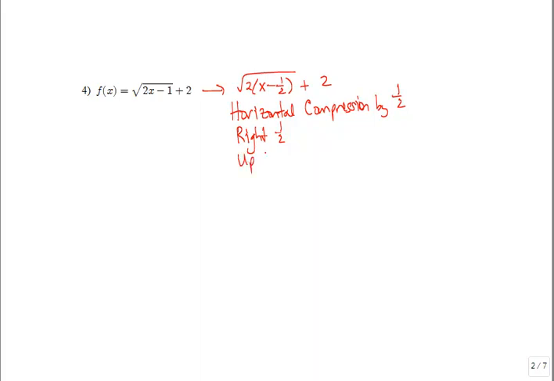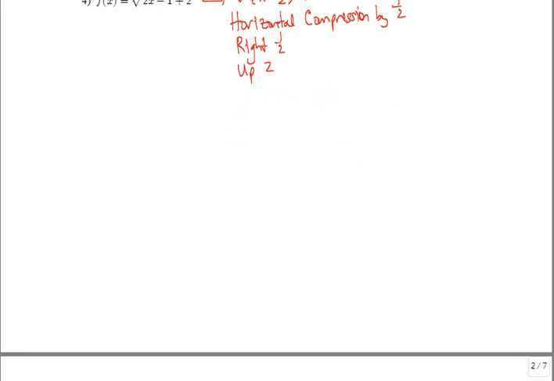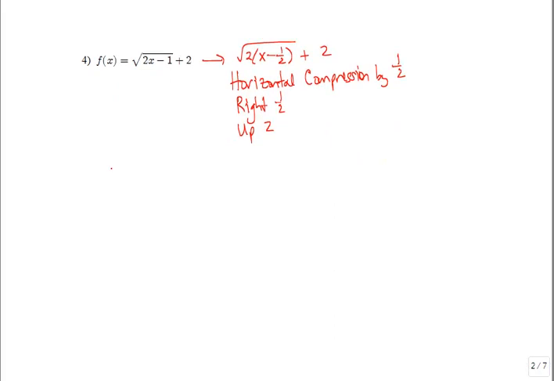That's going to tell us to go up 2. So let's put all the pieces together. I'm going to do this in stages because this is a little bit tricky to do, especially with that horizontal compression. So first let's recall what a normal square root graph would look like.